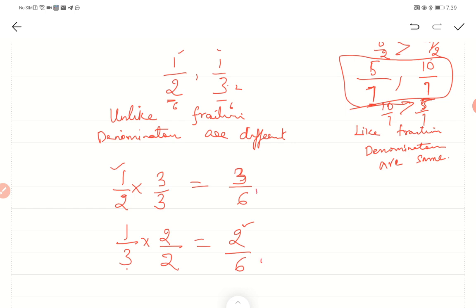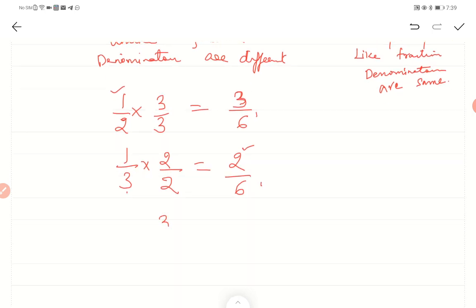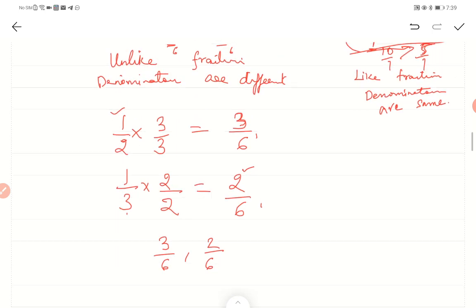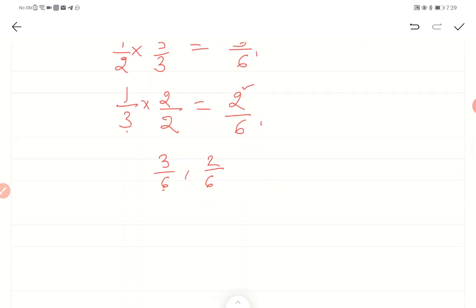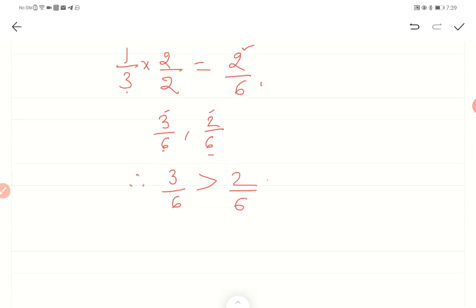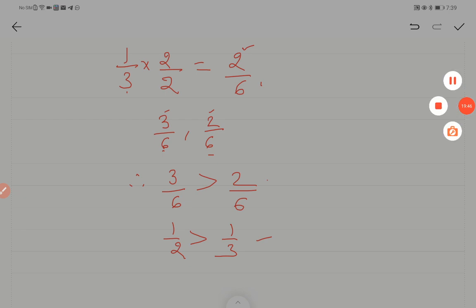So now we have two equivalent fractions in which the denominators are the same. Now it's easy for you to compare, isn't it? The denominators are the same, so compare your numerators. 3 is greater than 2, therefore 3 by 6 is greater than 2 by 6. That means 1 by 2 is greater than 1 by 3. This is how you first convert the unlike fractions into like, and then you do the operations like comparison, addition, subtraction. Alright, I think we will stop here.